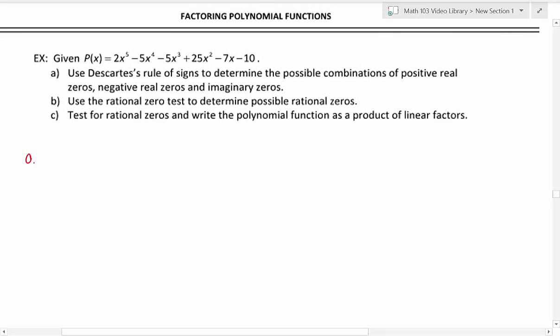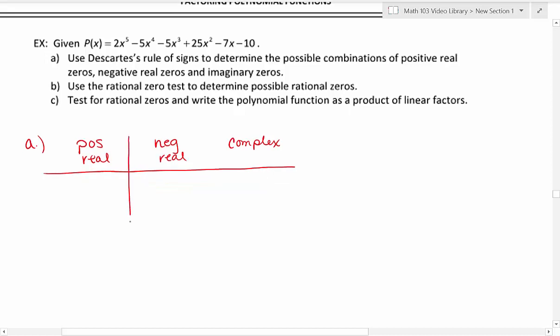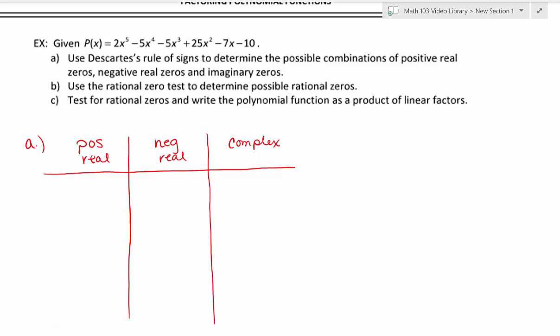Let's start by making the chart for Descartes' rule of signs. There are positive real zeros, negative real zeros, and complex zeros. To determine our options for positive real zeros, we need to look at the number of sign changes in p of x. So how many times do we change from plus to minus or minus to plus? So there's 1, 2, 3.